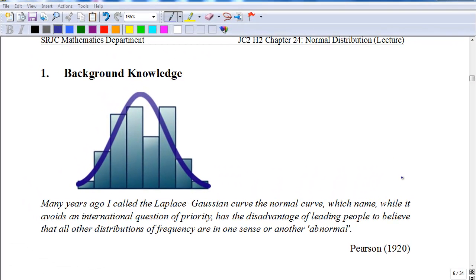In this chapter, we will learn about a new distribution called the normal distribution. Now, normal distributions are extremely important in statistics, and they're often used in natural and social sciences for real-valued random variables whose distributions are not known.